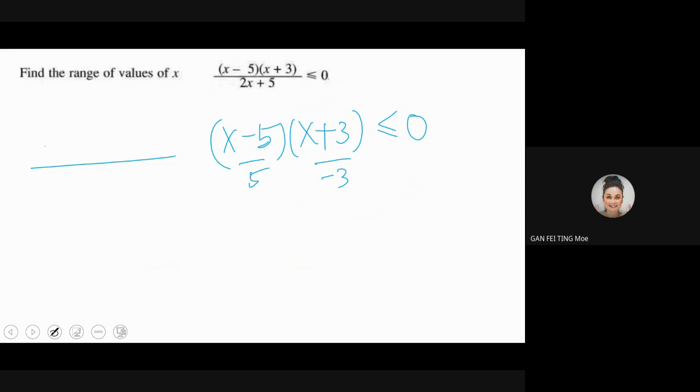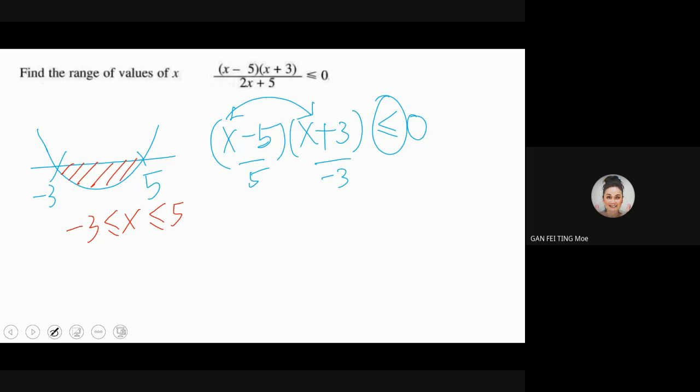You draw a line, and when you expand this one it is x squared. X squared means your a is positive, so it's a U-shaped graph, your root is -3 and your root is 5. And the inequality says less than, so less than means that you want the region which is below the line. So therefore, your answer is x should be in between -3 and 5. Okay, done. But look into this question, it is a little bit different.